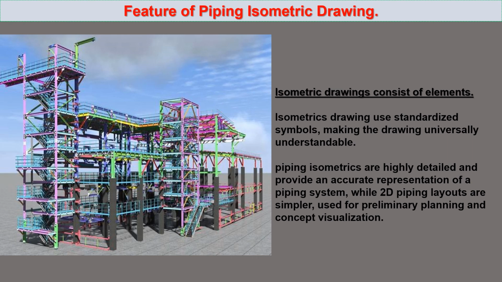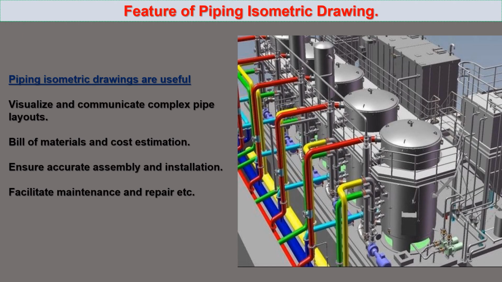Piping isometrics are highly detailed and provide an accurate representation of a piping system, while 2D piping layouts are simpler, used for preliminary planning and concept visualization. Piping isometric drawings are useful to visualize and communicate complex pipe layouts, for bill of materials and cost estimation, to ensure accurate assembly and installation, and to facilitate maintenance and repair, etc.